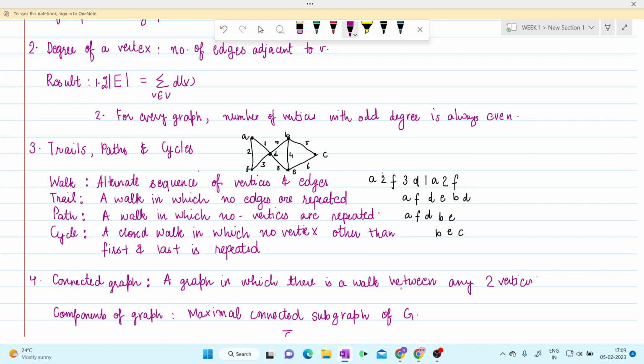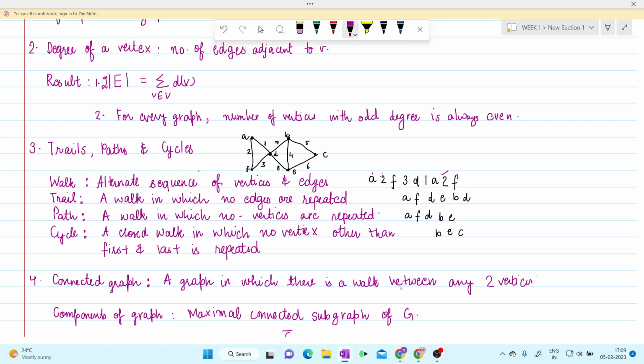Now what is a trail? In a walk everything is allowed, but in a trail we have one restriction. A trail has to be a walk in which no edges are repeated. So the above walk is not a trail, because we have this edge AF which is being repeated. For a trail we require that no edges should be repeated.